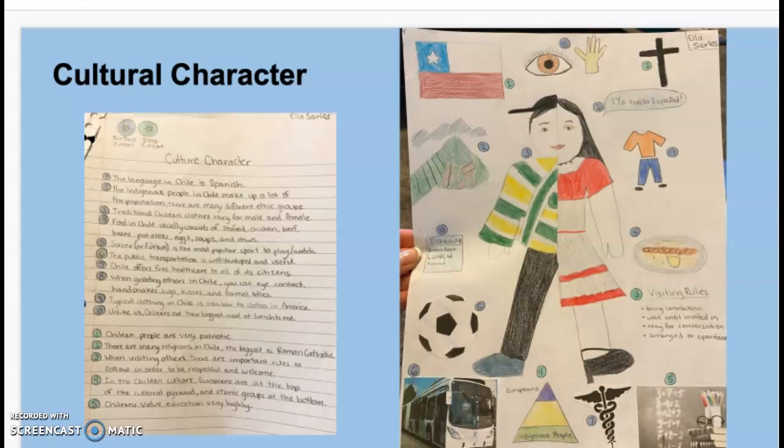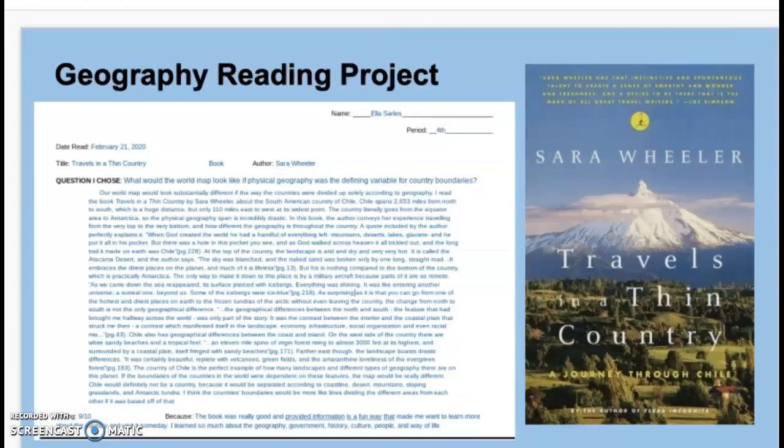Some examples of deep culture are that Chileans are very patriotic, there are important customs to follow in visiting others, and Europeans are at the top of the social pyramid and ethnic groups are at the bottom.